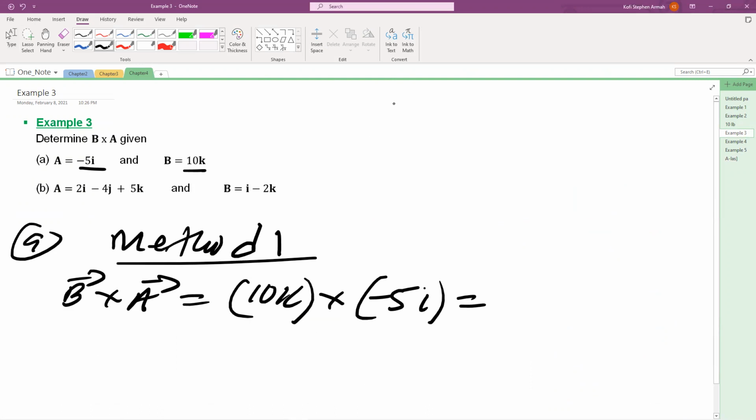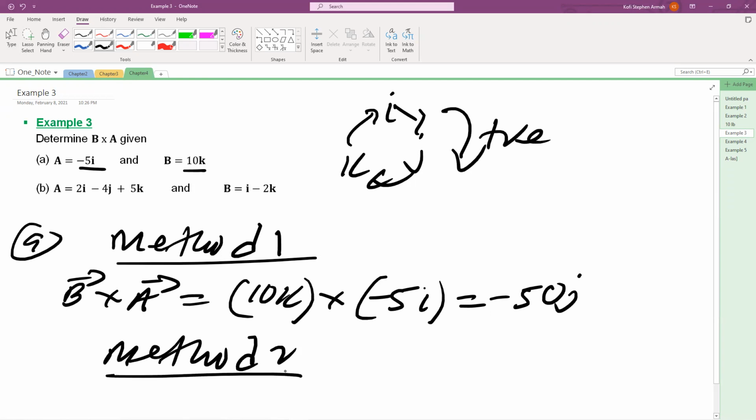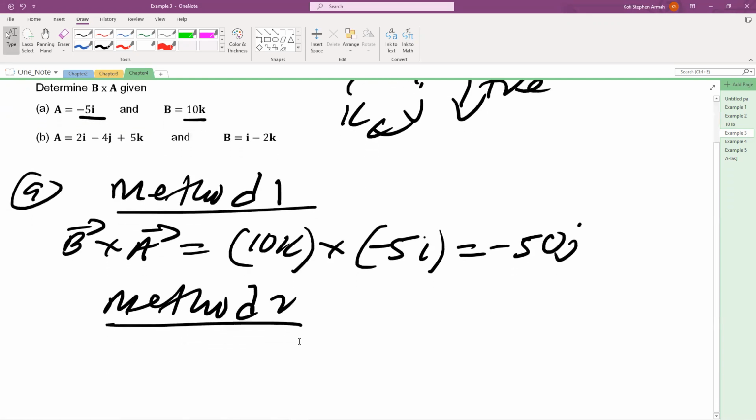Then you go to the thing I did. Let me do the one I did. I, J, K. And when I'm going this way, it's positive. That is mine. So if I go K, KI is J. So this is going to be minus 50 J. Done. For method 2, you want to use the determinant approach, which you don't need for this simple example.